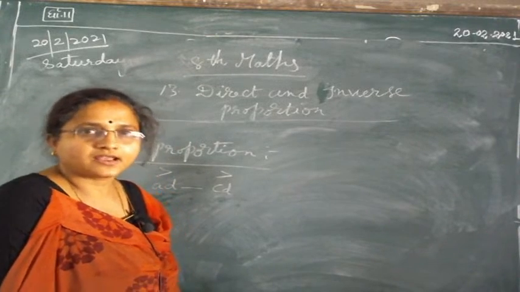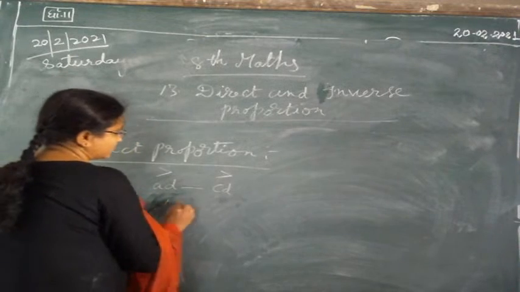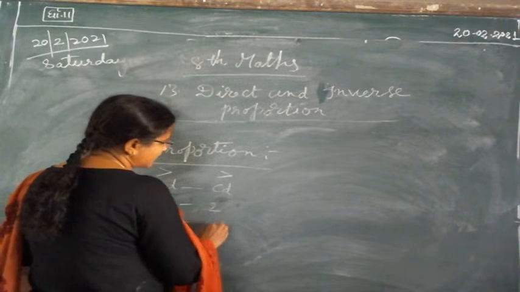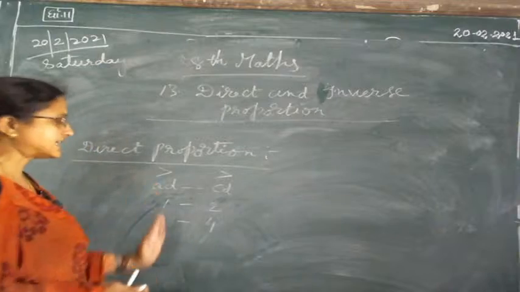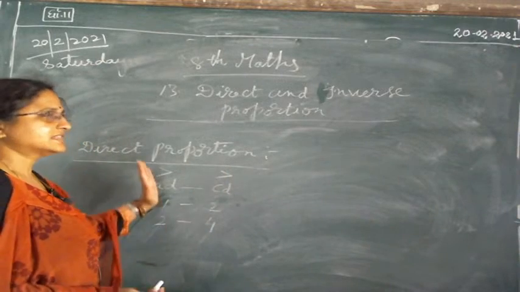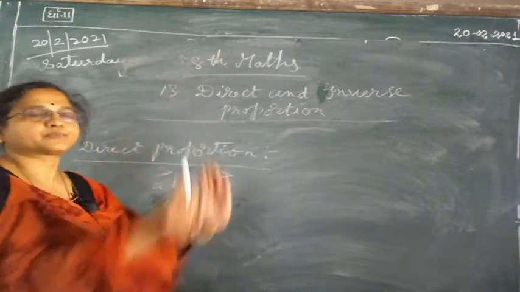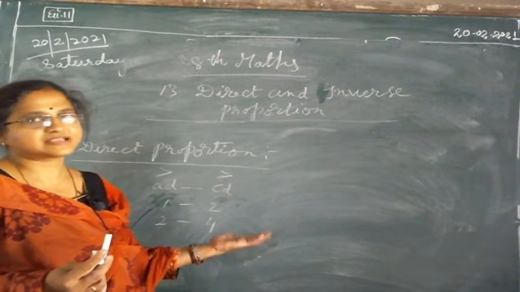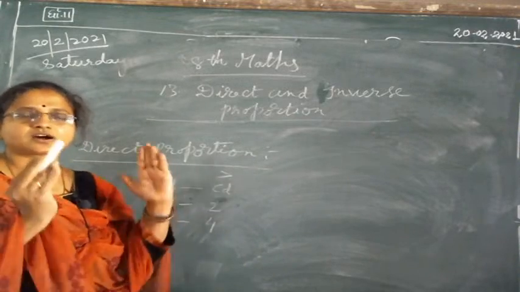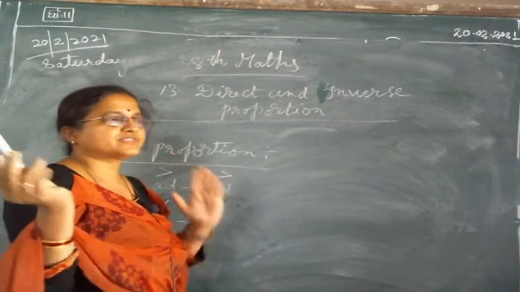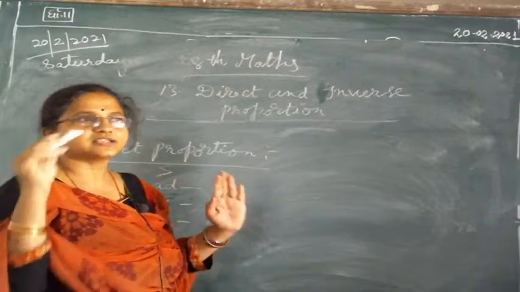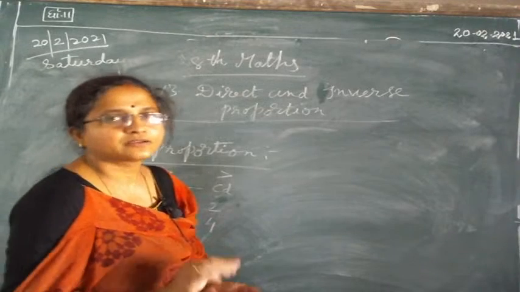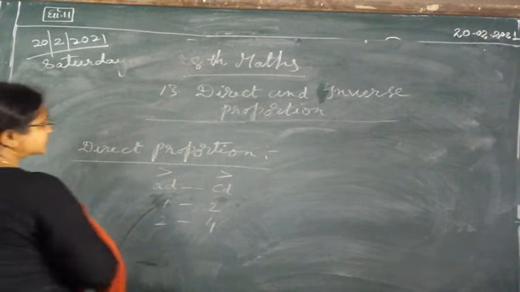Understand or not? You know, if you buy one pen for 2 rupees, then if you buy 2 pens, the cost of the pens is also increasing. So if the number of pens is increasing, the cost is also increasing. It means the pens and their cost are in direct proportion. Okay, so that is known as direct proportion.